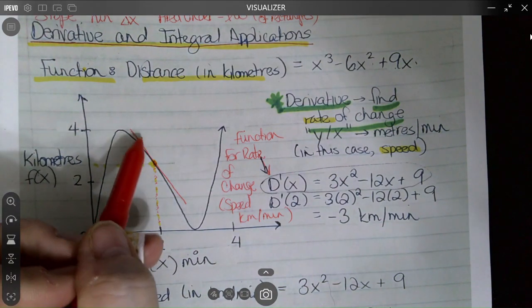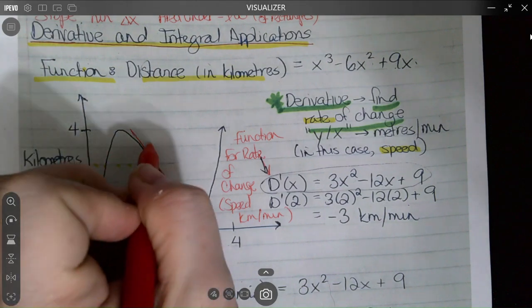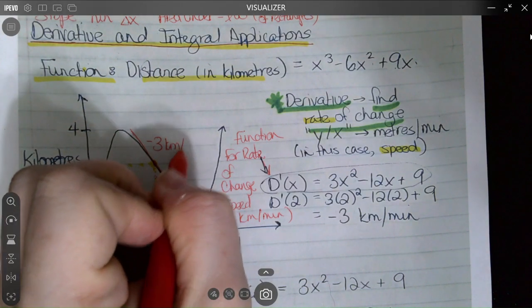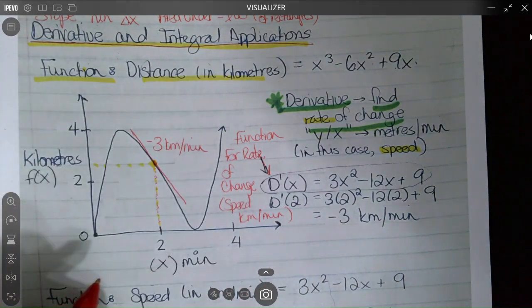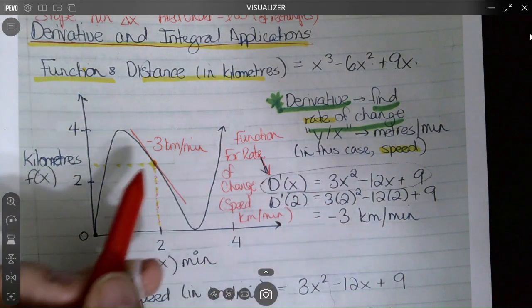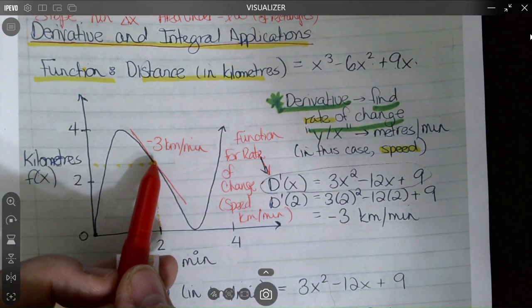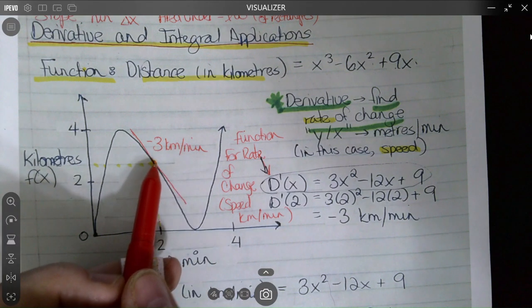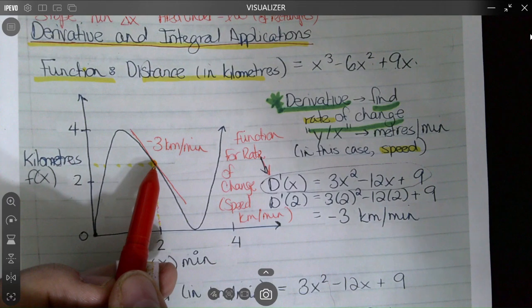And by the looks of it, especially because it's going downwards, that means I'm going minus 3 kilometers per minute. So when I put that x equals 2 in there, I get that I'm going minus 3 kilometers per minute. That's the rate of change. That's how fast that is right there. Okay.